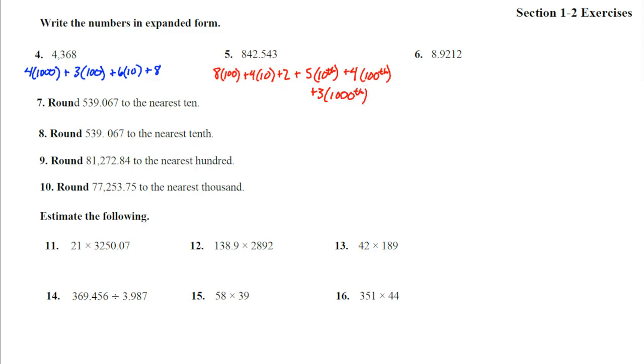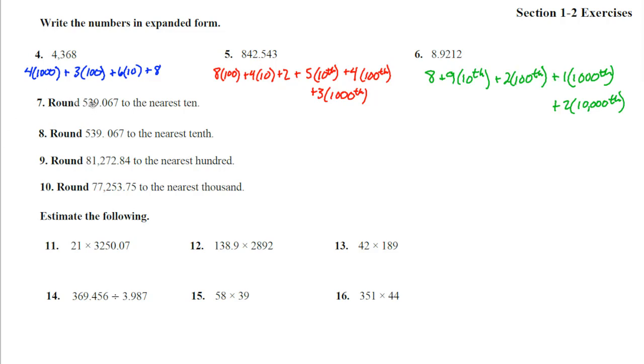All right, the next one. Number 6. So that's 8 ones, which is just 8, plus 9 tenths, plus 2, the next place is hundredths, plus 1, what is that, thousandths? Let me see, tenths, hundredths, thousandths, ten-thousandths. So that's plus 2 ten-thousandths. Great. All right, number 7.